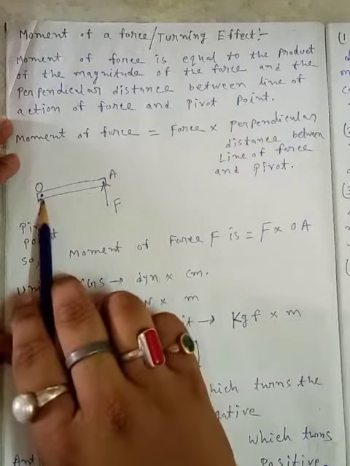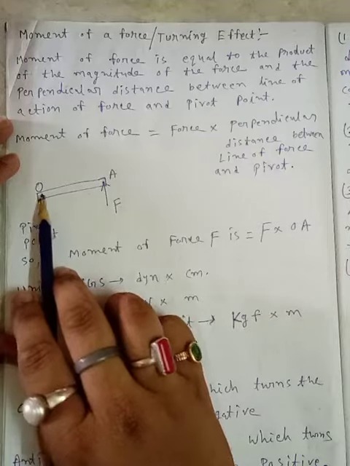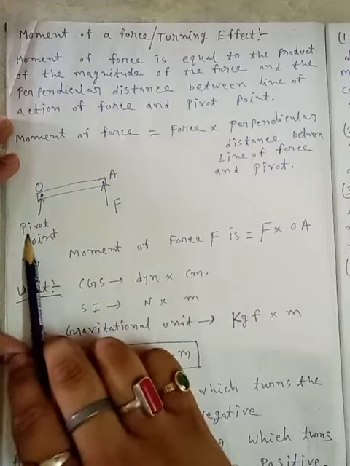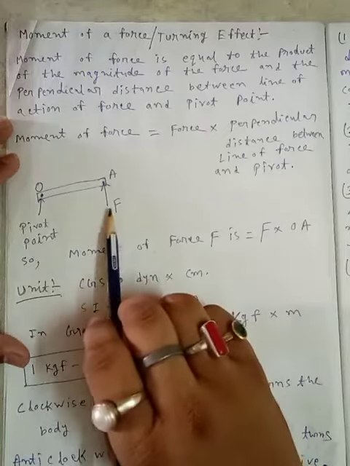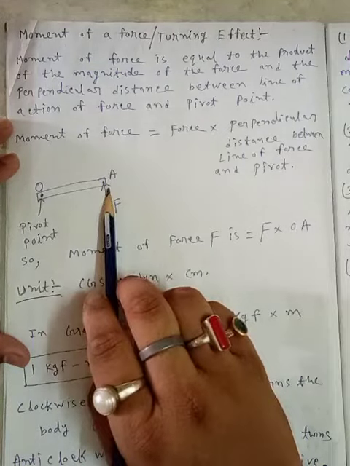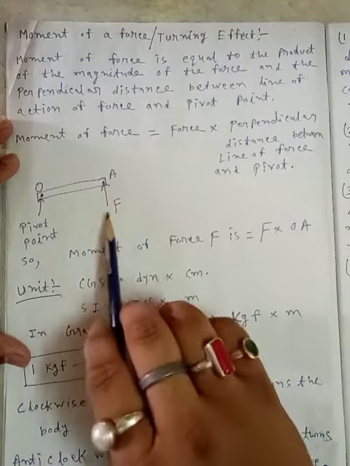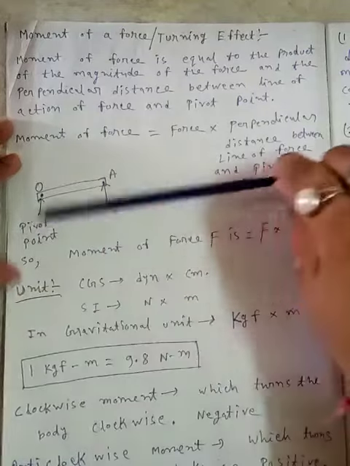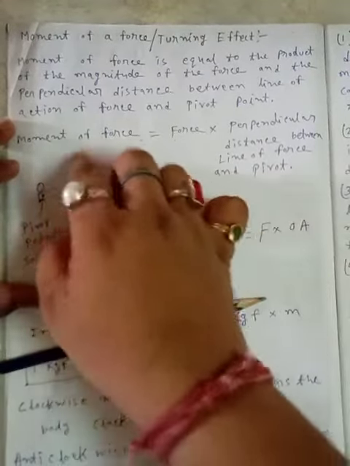Now understand from this picture, this OA is a solid rod and at point O it is hinged or fixed. This O point is fixed. This is known as the pivot point, as we know previously. Now if a force F is applied at point A, then that rod rotates in this direction. That rod rotates like this.